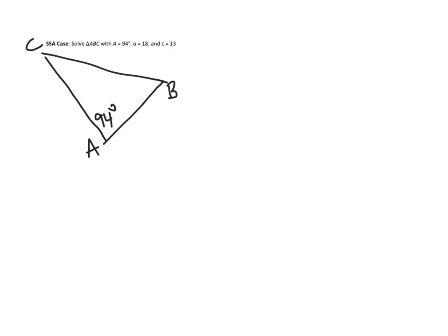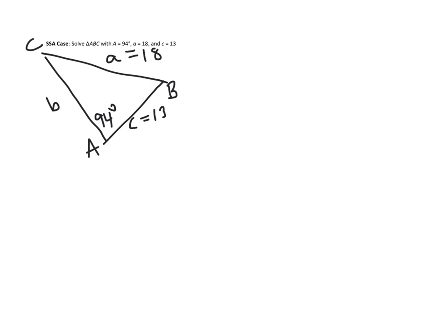So here the first thing I'm going to do is to sketch it. So I sketch my triangle. So this is angle A, which is 94. So this is going to be B, and this is C, and this is side b, side a, and side c, which equals 13. And here you can see I'm given one angle and I'm given two sides, and you can see that the angle is not between those two sides. That's why we are calling it the SSA.